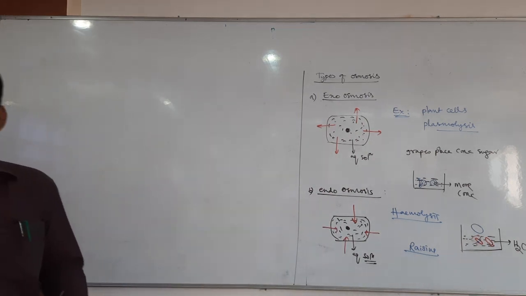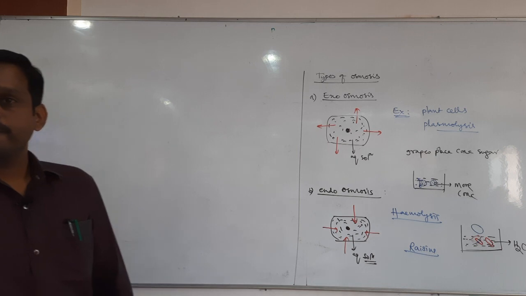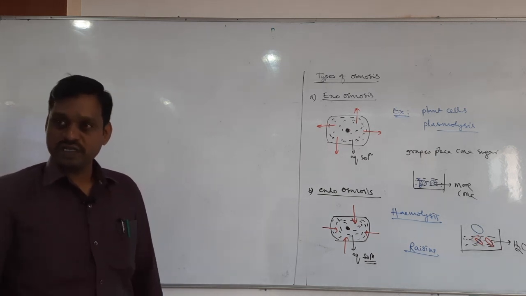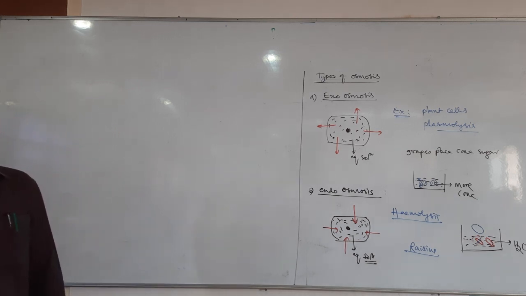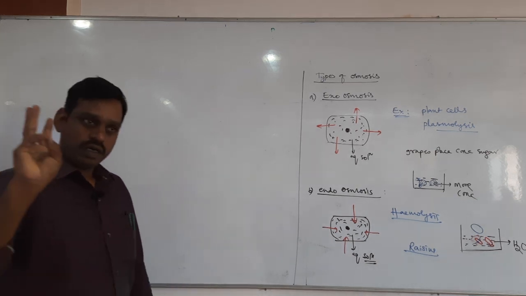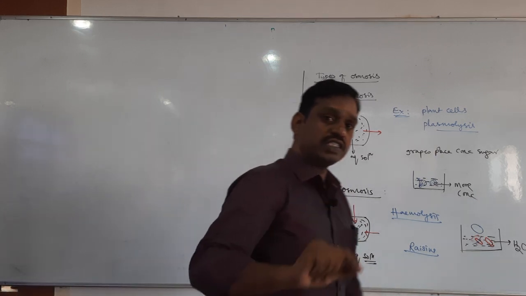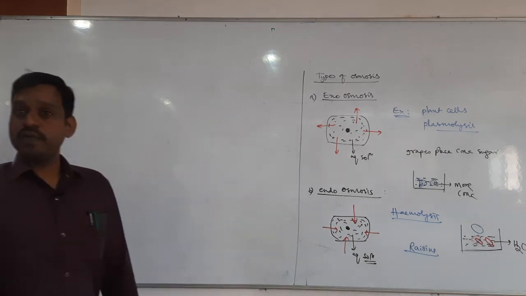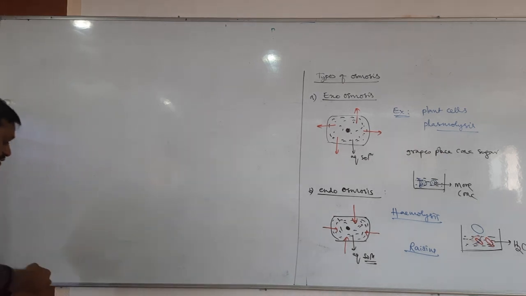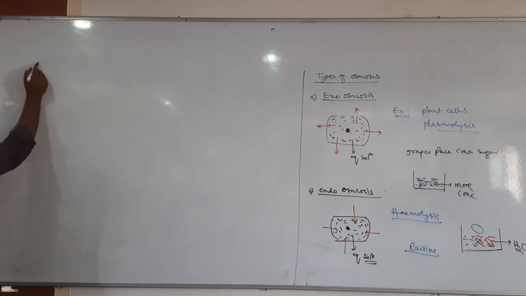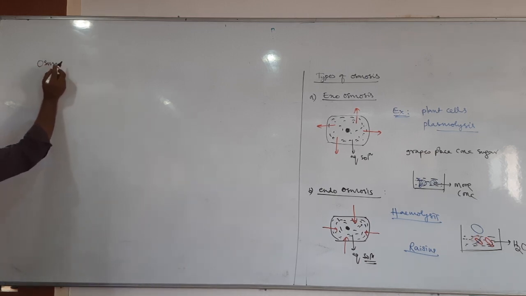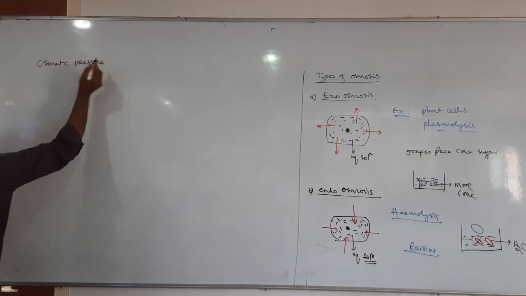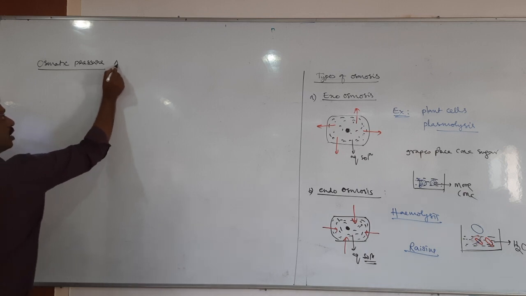Is osmosis a colligative property? Osmotic pressure is a colligative property, but not osmosis. Colligative properties are only four: relative lowering of vapour pressure, elevation of boiling point, depression of freezing point, and osmotic pressure. So osmotic pressure is a colligative property, but not osmosis. Now let us write osmotic pressure. It is denoted by pi.